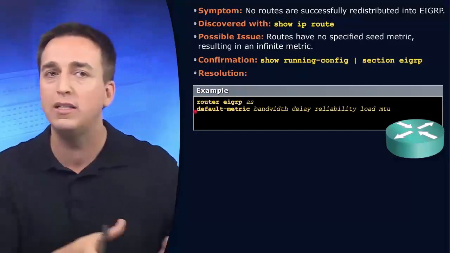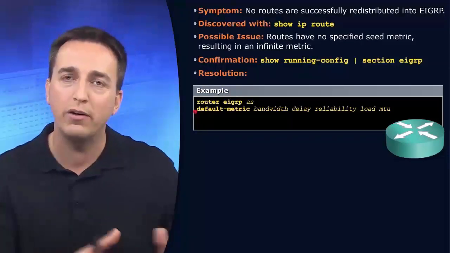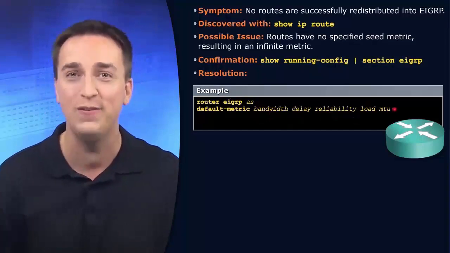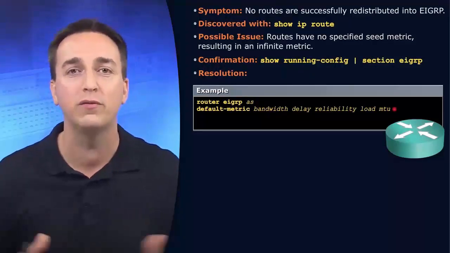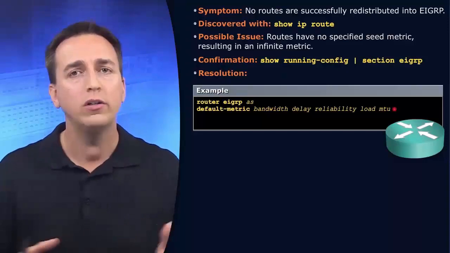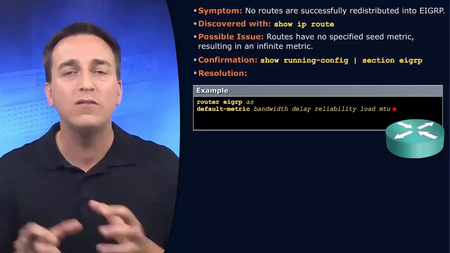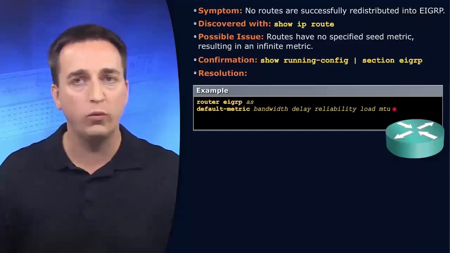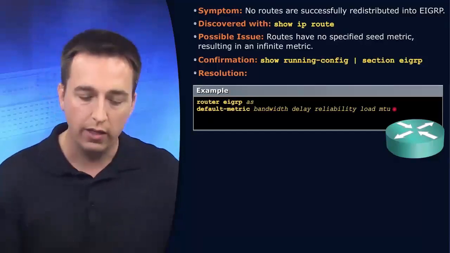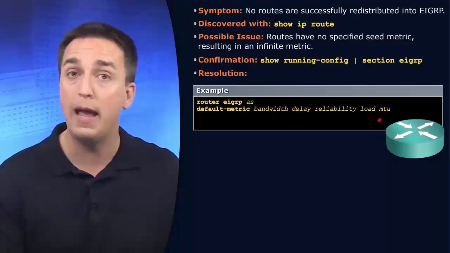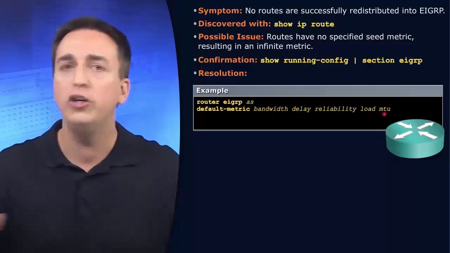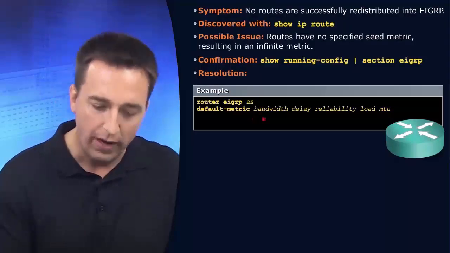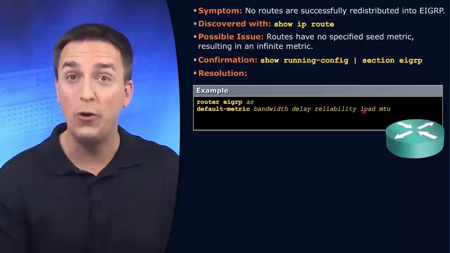The way they show you here is with the default metric command. Under the router EIGRP process, you specify the bandwidth, delay, reliability, load, MTU values that will go into the calculation for the feasible distance. However, you also have the ability to specify these values while inputting the redistribution command. So you can type in redistribute OSPF1 metric, bandwidth, delay, reliability, load, MTU. And lastly, you could use a route map. So you can specify the metric inside of the route map and define the bandwidth, delay, reliability, load, and MTU.